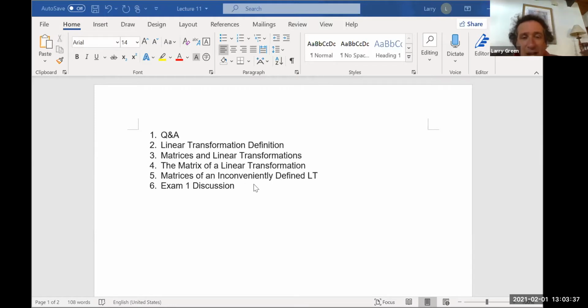Then we'll talk about, well, if you define a linear transformation in an inconvenient way, how do we come up with the matrix in a better way? And we'll see that it turns out matrix multiplication is what you're going to have to do. So today is kind of one of the days where we're actually going to see why we did the things we did before. So I will let you know that what we do today specifically is not on the exam.